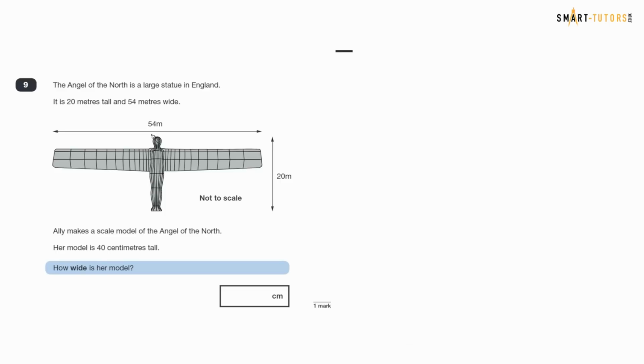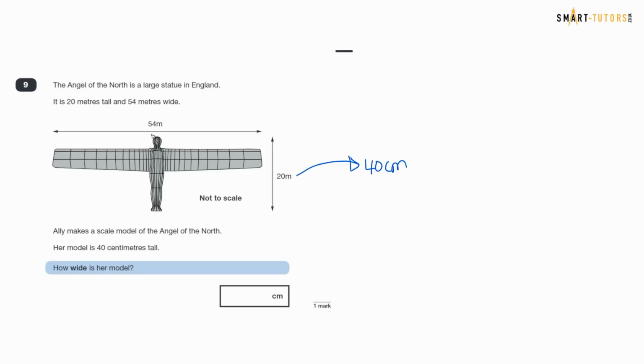Ali makes a scale model of the Angel of the North. Her model is 40 centimeters tall. How wide is her model? You have to be careful here because it doesn't say 20 meters, it says 20 centimeters. So that means 20 times 100, which is 2000.